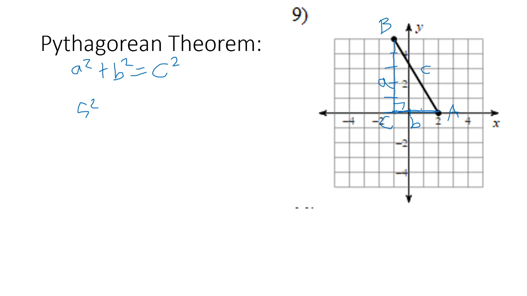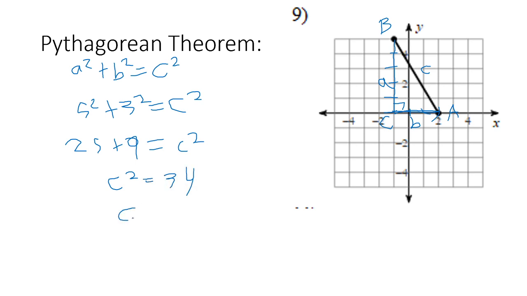B is 1, 2, 3. So 5 squared plus 3 squared equals C squared. 25 plus 9 equals C squared. So C squared equals 34. So C equals radical 34.